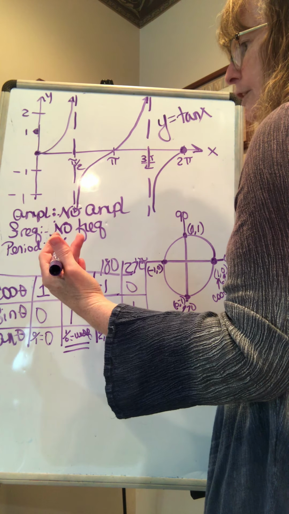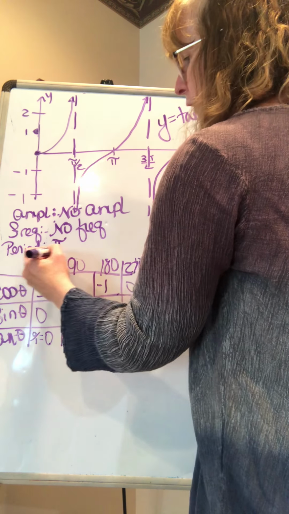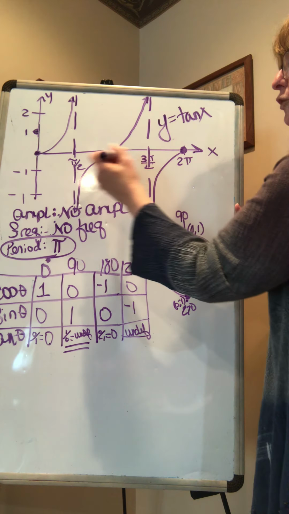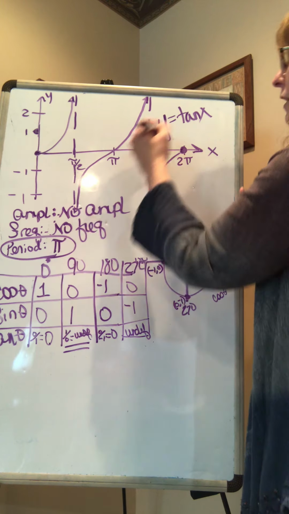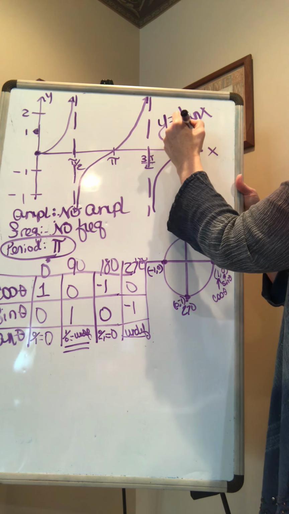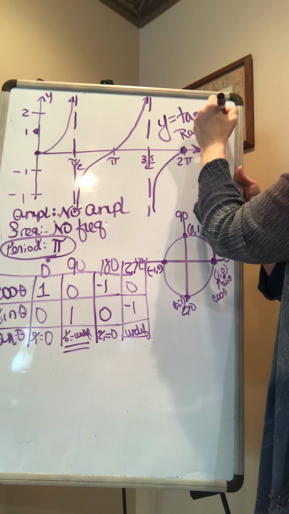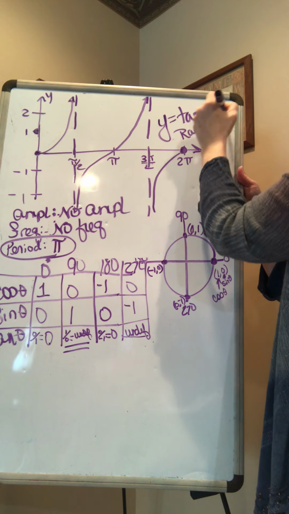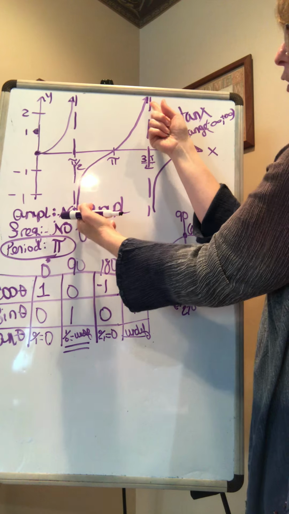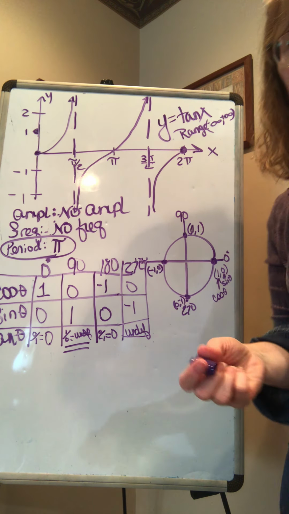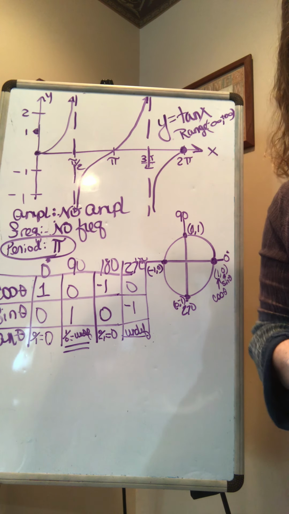So the period is pi. The domain has restrictions where it is undefined, but for tangent, it has a range of negative infinity to positive infinity, because it will grow along the asymptotes. That's it on tangent. I really can't tell you more about the tangent graph. That's all we've got for tangent.